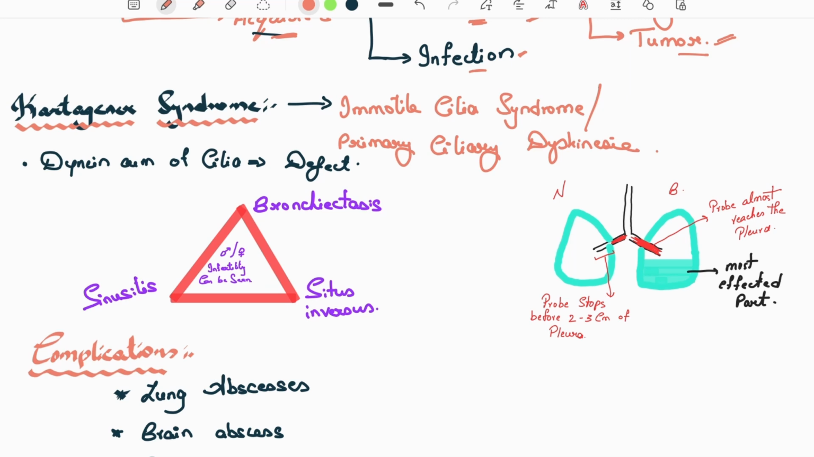Okay. Now, let's see about the Cartagena syndrome. It is immotile cilia syndrome. The name itself says it, as it is the other name of Cartagena syndrome. What is it saying? There is immobility of the cilia, meaning there is some defect in the cilia. The main action of the cilia is to move, but it is not able to do its main function. So it is functionless cilia. The dynein arm of the cilia is defective. So it is also called immotile cilia syndrome or primary ciliary dyskinesia. These are the other names of Cartagena syndrome.